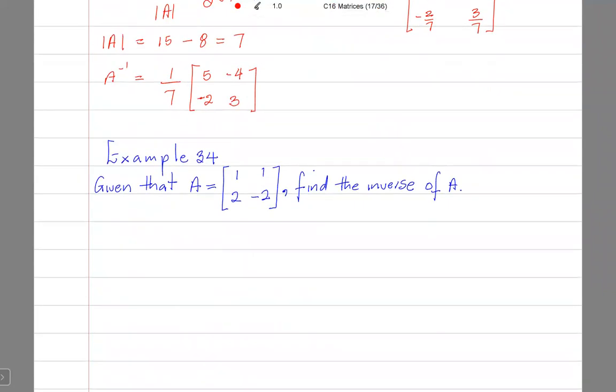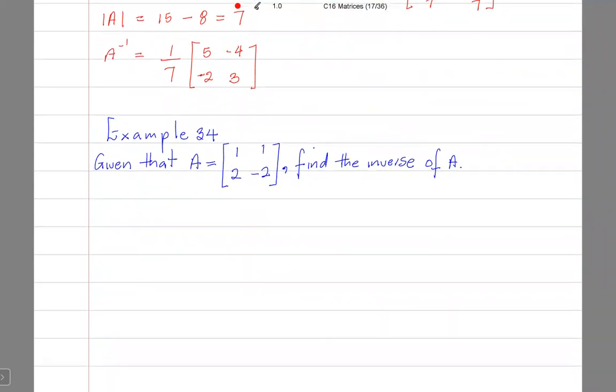Given that A is the matrix [1, 2; 2, minus 1], we're to find the inverse of A. A inverse is equal to 1 over the determinant of A, times adjoint A. Now, the determinant of A would be 1 times minus 1, which is minus 1, minus 2 times 2, which is 4. The answer here is minus 5.